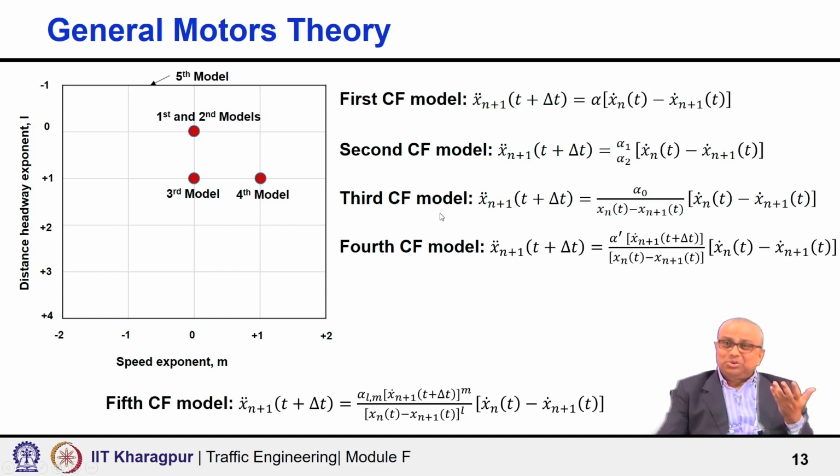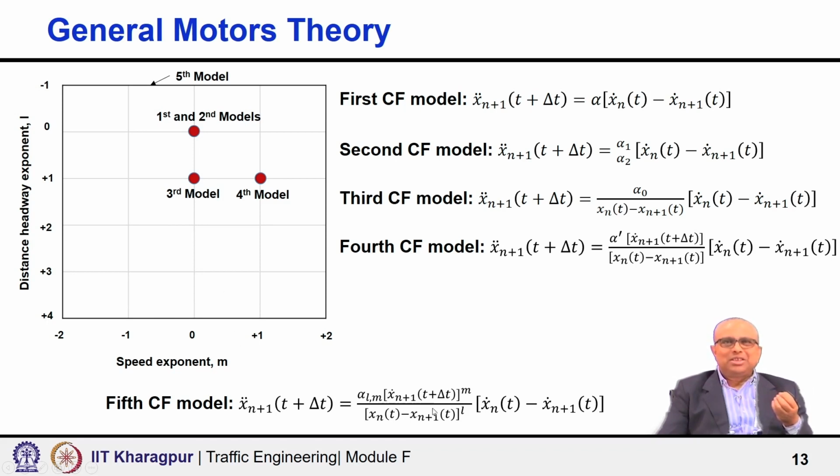Then the second also has L is 0, m is 0, but we use two values of alpha rather than one constant value. So that is again L equal to 0, m equal to 0. Now, if you see the third generation model, then actually m is taken as 0 and L is taken as 1.